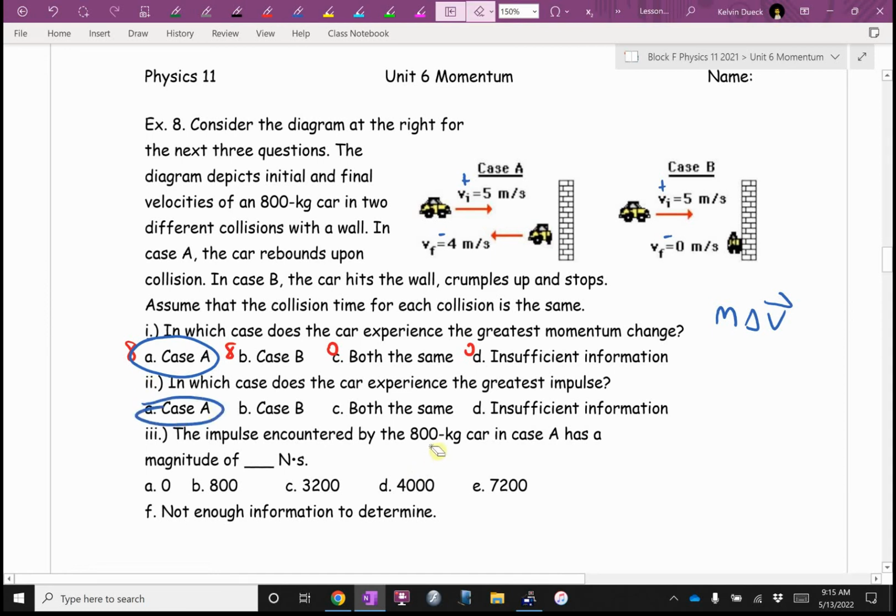What is the impulse from the 800 kilogram car? Well, it's going to be mass times change in velocity. And what's the change in velocity? Final minus initial. It just wants the magnitude, so we'll ignore the negative. 800 times 9. If you go to your calculator, you'll get negative 7,200 here. So as a magnitude, 7,200. Is that all right?